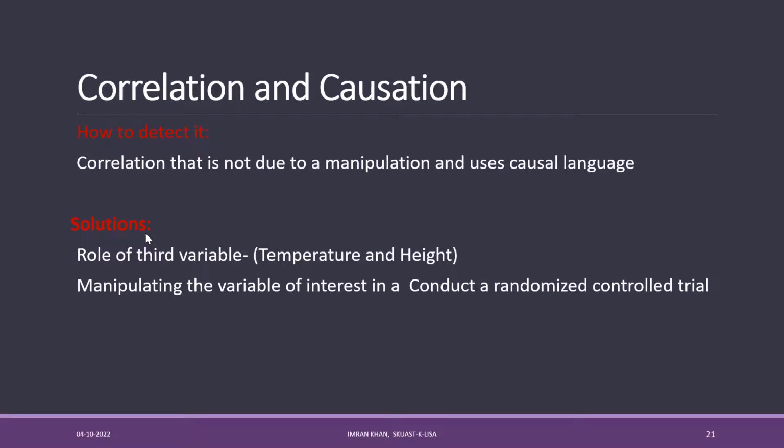Now, how should we detect it? Researchers should only use causal language when a variable is precisely manipulated. And even then, they should be cautious about the role of confounding factors.